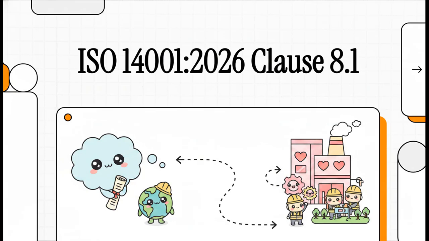Today, we're unpacking what might just be the single most critical section of the entire ISO 14001-26 standard. We're talking about Clause 8.1, Operational Planning and Control. You can think of this as the ultimate blueprint. It's the exact point where high-level environmental theory, all those ambitious goals discussed in the boardroom, finally meets the harsh, practical reality of the factory floor.